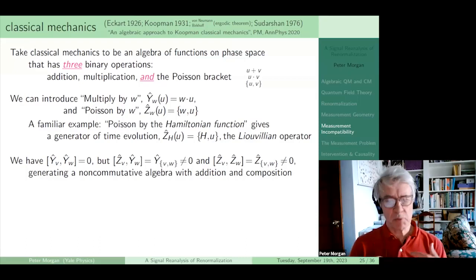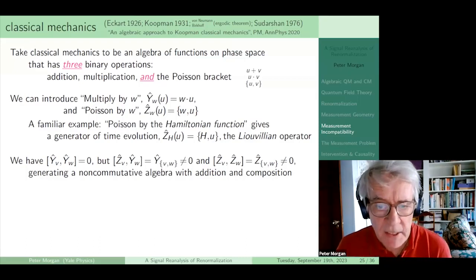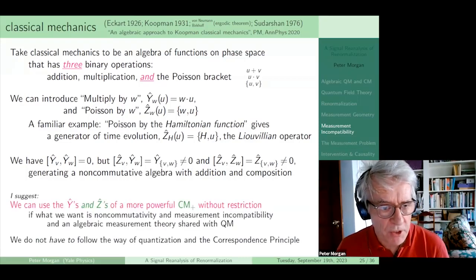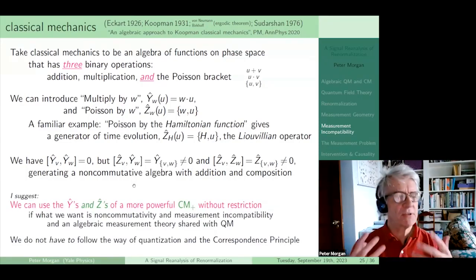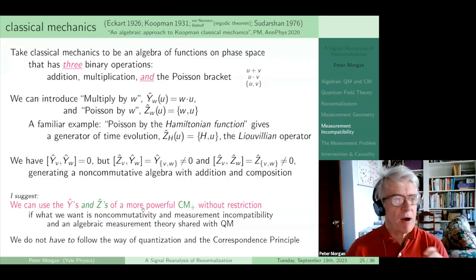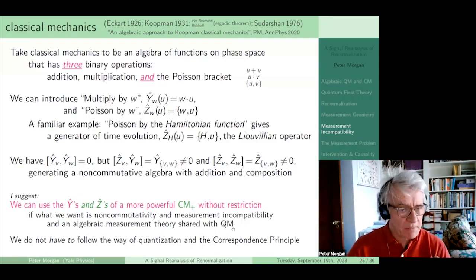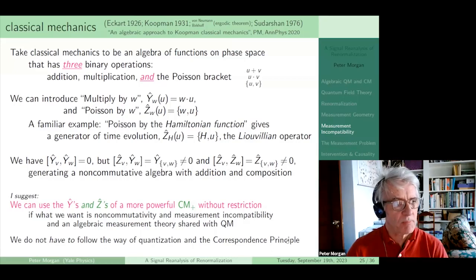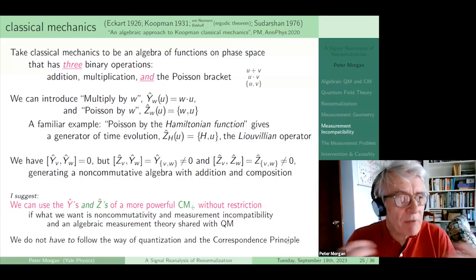Now we have a non-commutative algebra with two operations that is very close indeed to the algebraic structure of quantum mechanics. And I suggest that we don't tie our hands behind our backs. Then we can use both the Y's and the Z's of something that's much more powerful than classical mechanics, what I've called CM+, and it gives us an algebraic measurement theory that's exactly the same as that of quantum mechanics. So with this construction, we don't have to use quantization and the correspondence principle. It's not that we shouldn't, it's just that now we have an alternative.